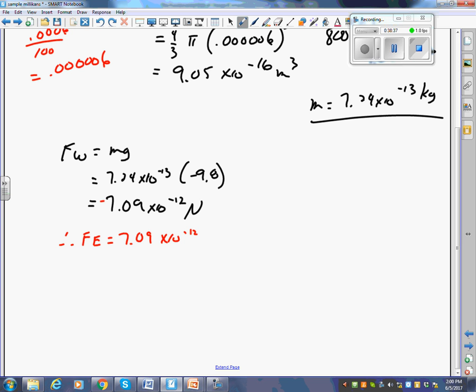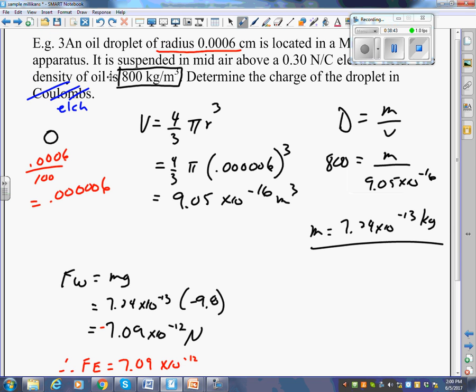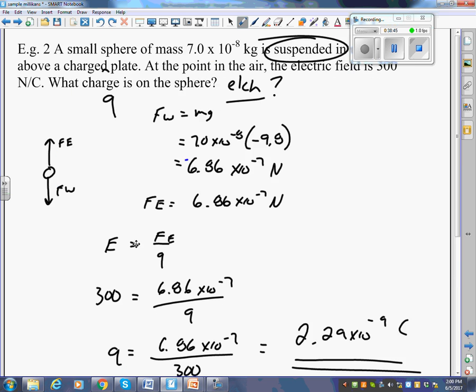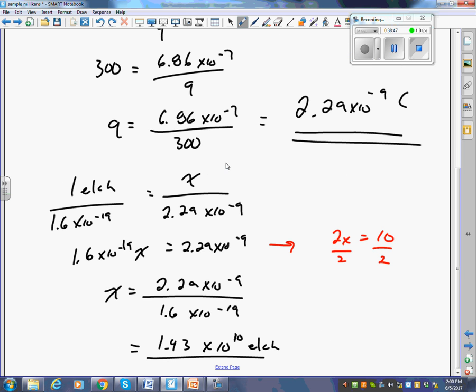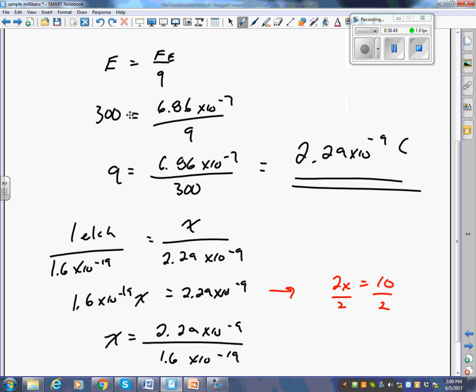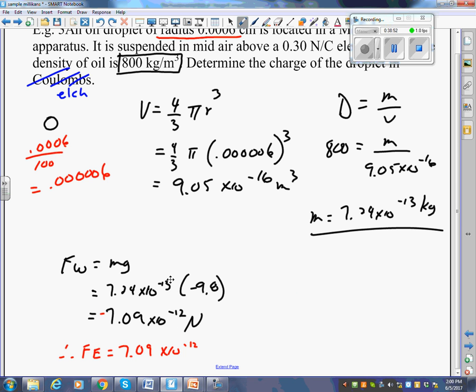What was the actual question? Determine the charge. Now we do, yeah, determine the charge, right? Now we're going to do this step, right here, that we did before.